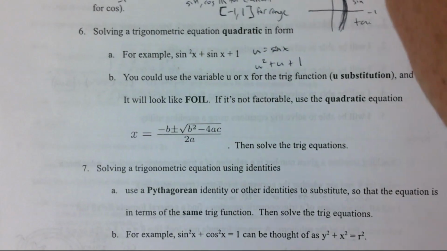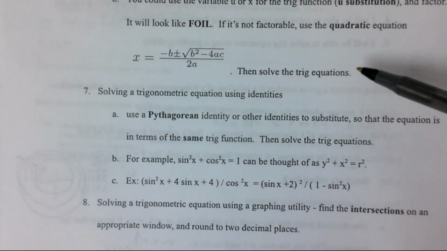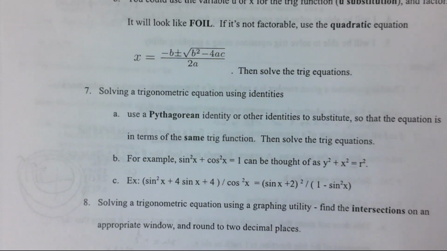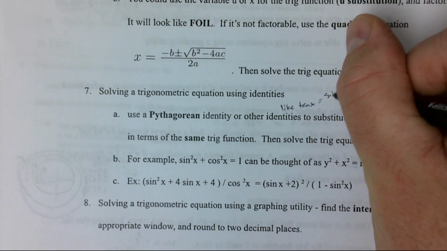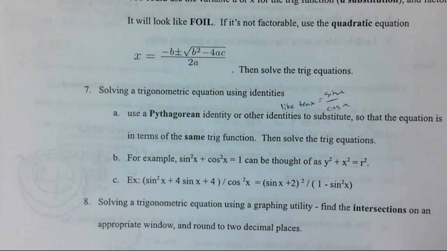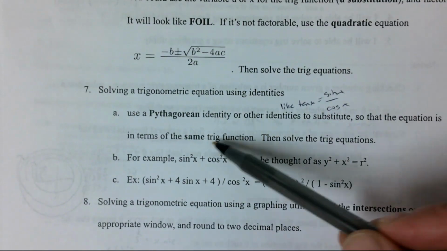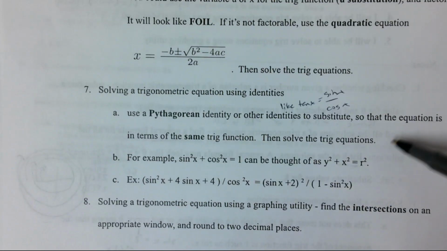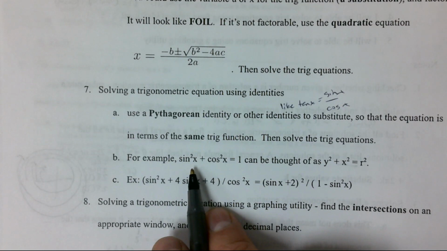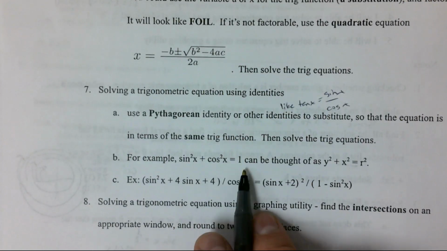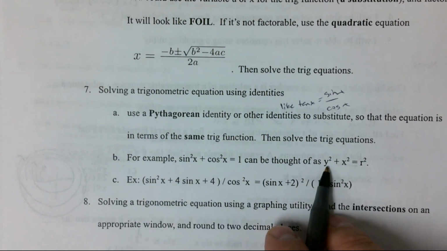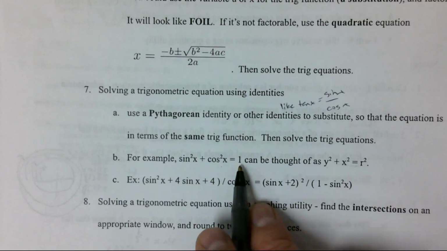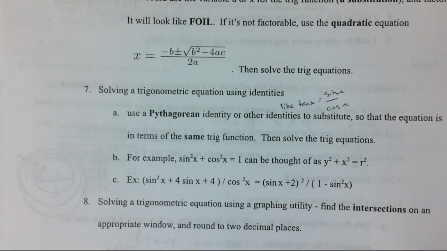You also have to do some solving using identities, like the Pythagorean identity, one of the 9 that I mentioned, or other identities like tan x could be replaced with sine x over cosine x. You need to have it in terms of the same trig function and then solve it. For example, sine squared plus cosine squared is 1 could also be thought of as y squared plus x squared equals r squared, because remember, sine relates to y and cosine relates to x.